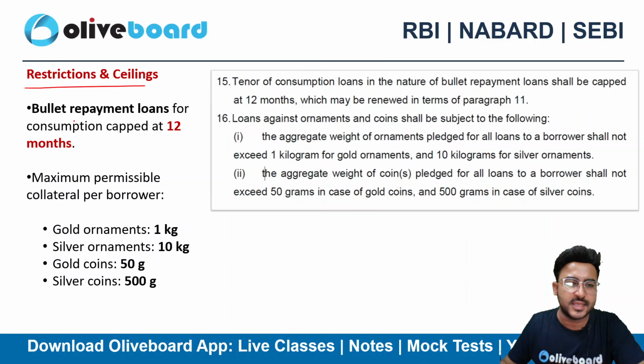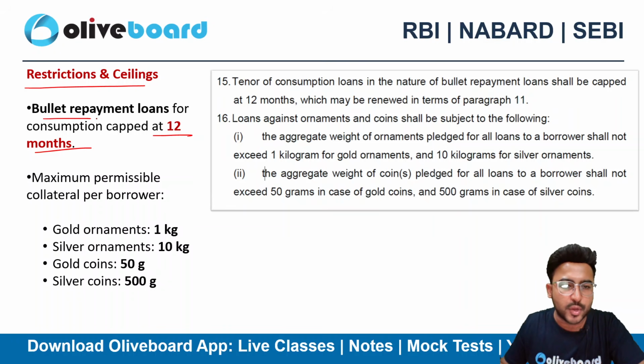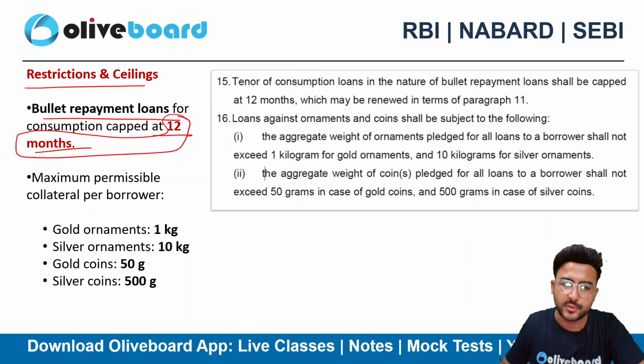Then, restriction on ceiling. Bullet repayment loans for consumption are capped at 12 months. It cannot exceed 12 months.